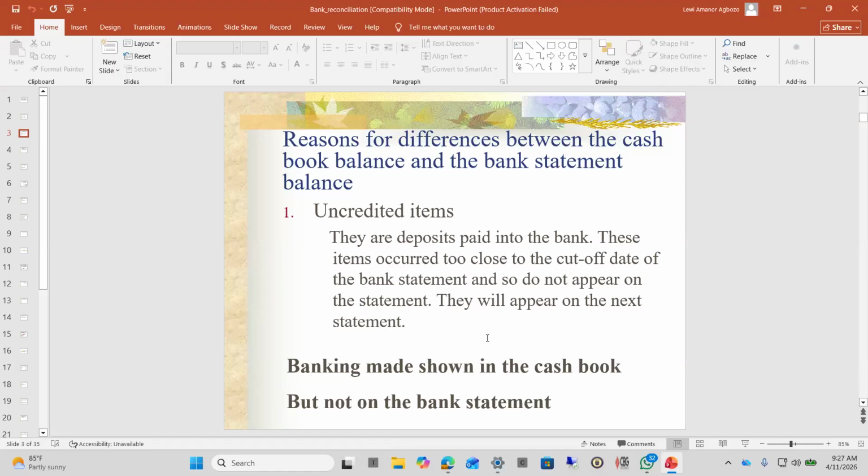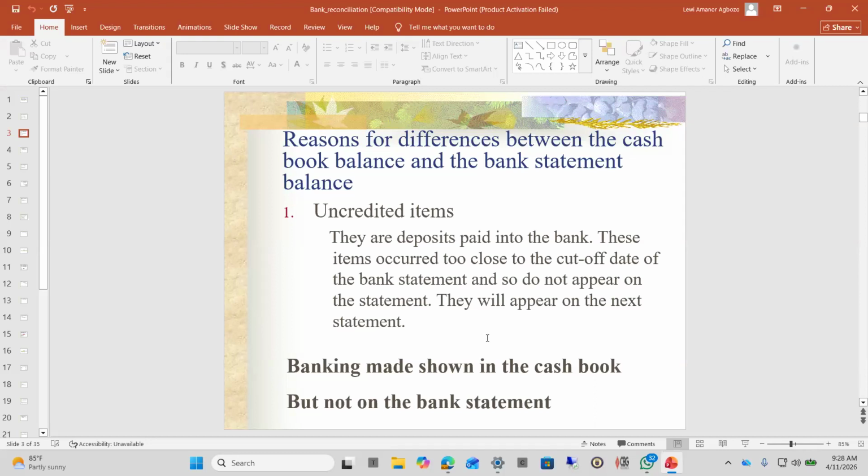Now we are saying that there are some reasons that can cause disagreement in the bank statement and your cash book. One of the reasons is when there are uncredited items. When we say there are uncredited items by the bank, this only means that you presented something to the bank or you made a deposit at the bank, but due to time difference or some reason, the bank could not credit your account.